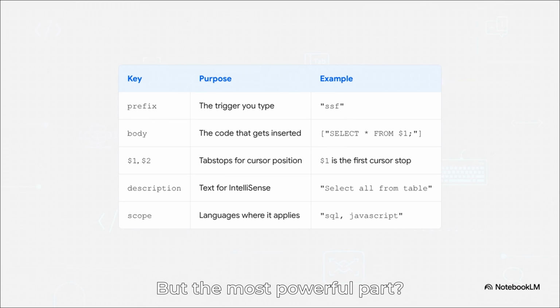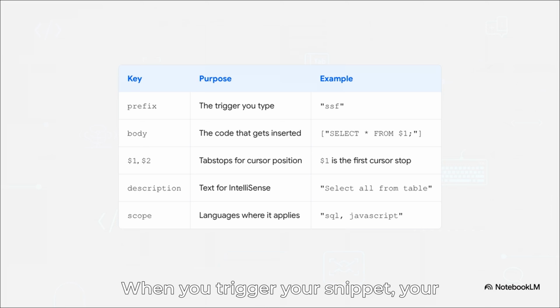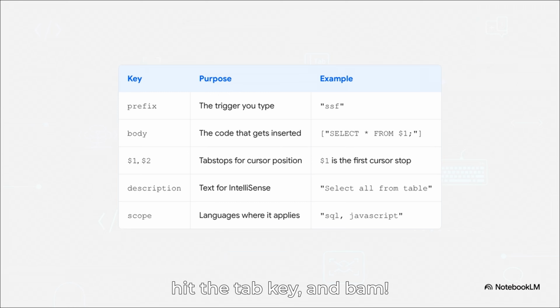But the most powerful part? These little guys, $1 and $2. These are tab stops. When you trigger your snippet, your cursor instantly lands at $1. You fill that in, you hit the tab key, and bam, you're immediately at $2. It's like a guided way to fill in the blanks, saving you so many keystrokes.